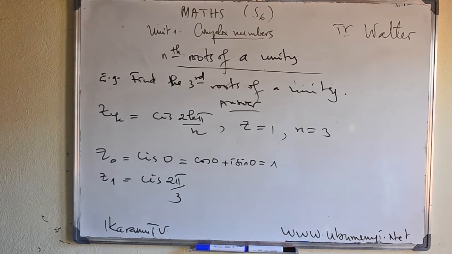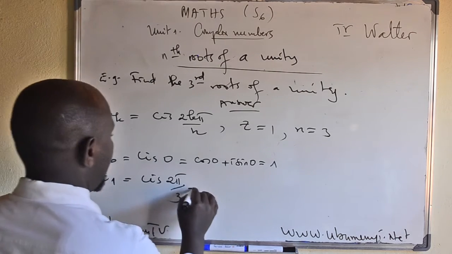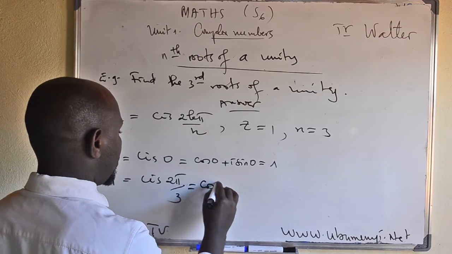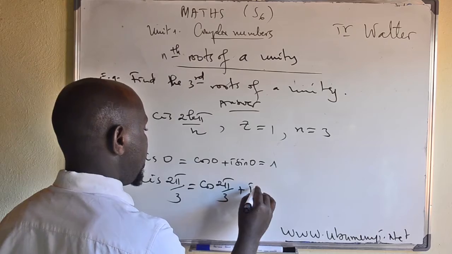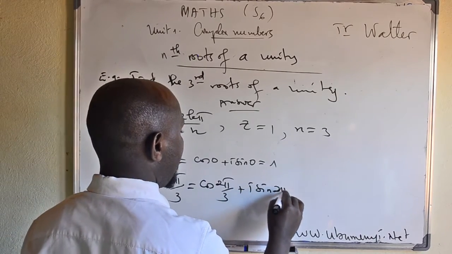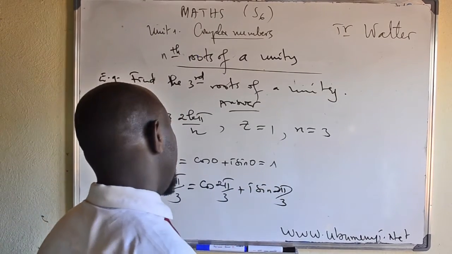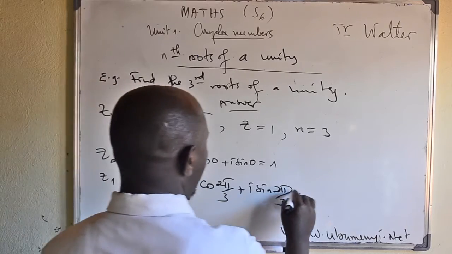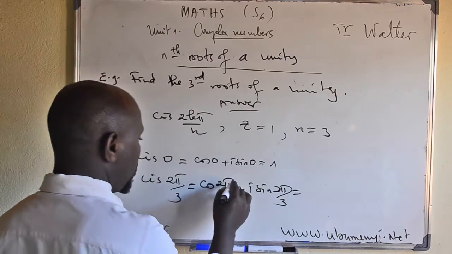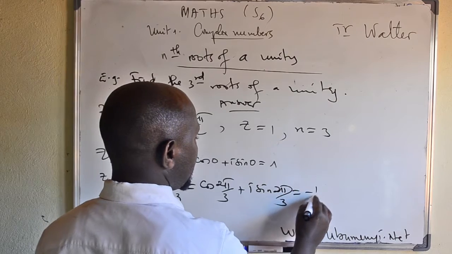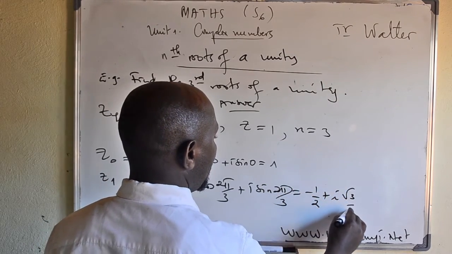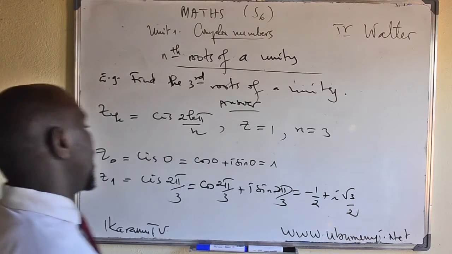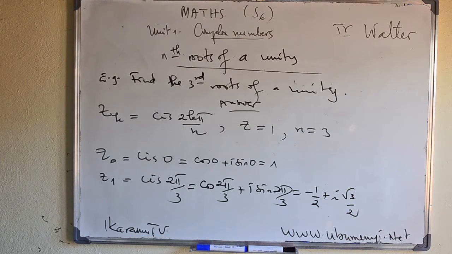We shall get now, ladies and gentlemen, if we expand, cos 2π/3 + i sin 2π/3, ladies and gentlemen. And now here we shall get that cos 2π/3 equals negative 1/2 plus i√3/2. And this is the second root.